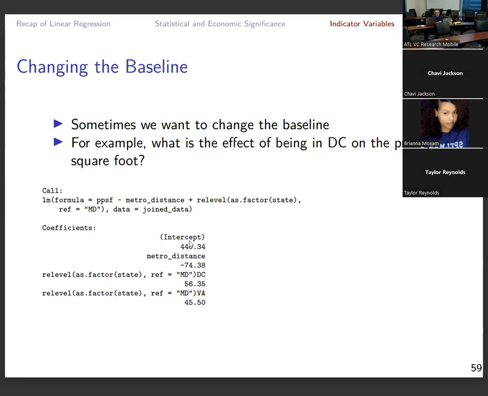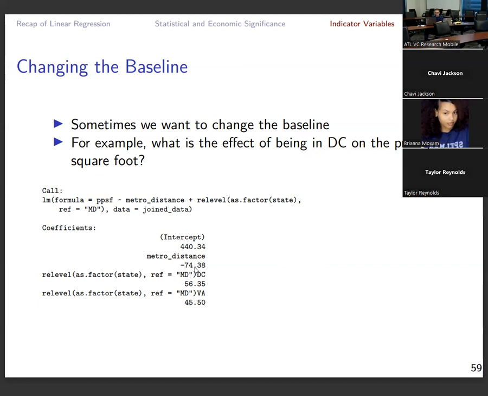And so, can anyone tell me what this intercept term means, given this regression? Taylor? So the reference state is Maryland. So the price of the homes in Maryland are on average around $440. Yep, great.